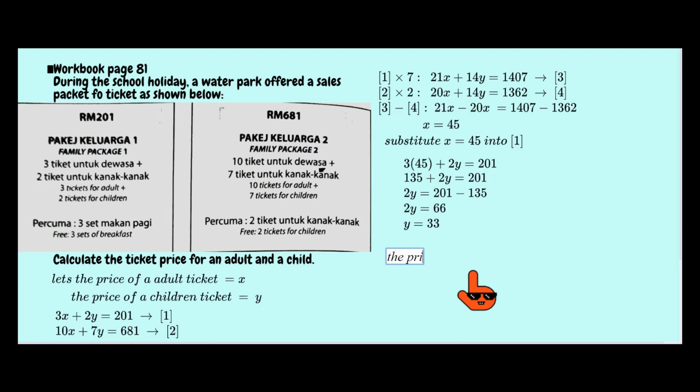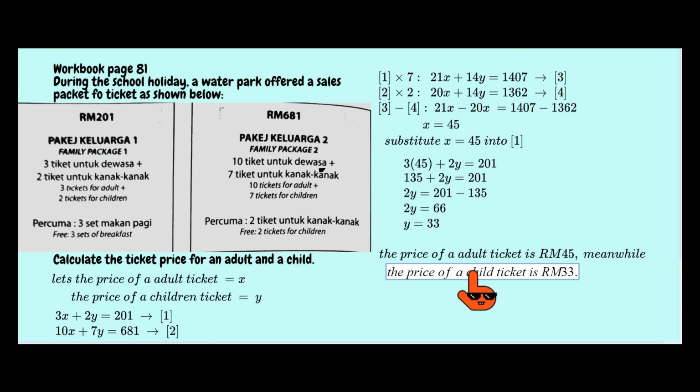The price of an adult ticket is 45 ringgit. Meanwhile, the price of a child ticket is 33 ringgit. Okay, go to the C part, page 81 or so.